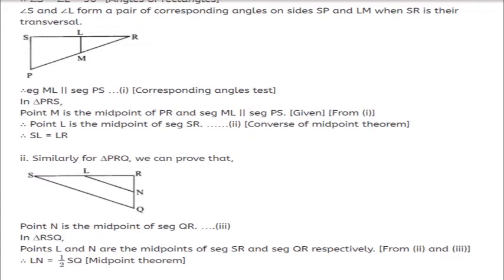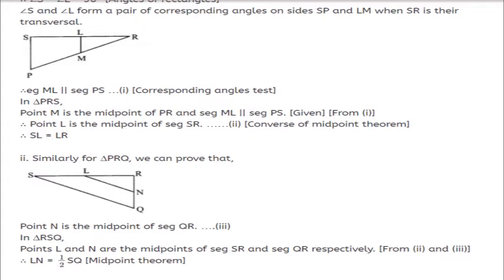The difference between the midpoint theorem and the converse of the midpoint theorem is that in the midpoint theorem we take two midpoints in the statement, but here we are taking one midpoint. If a line is drawn through the midpoint of one side of a triangle and parallel to the other side, then it bisects the third side. That is the converse of the midpoint theorem.